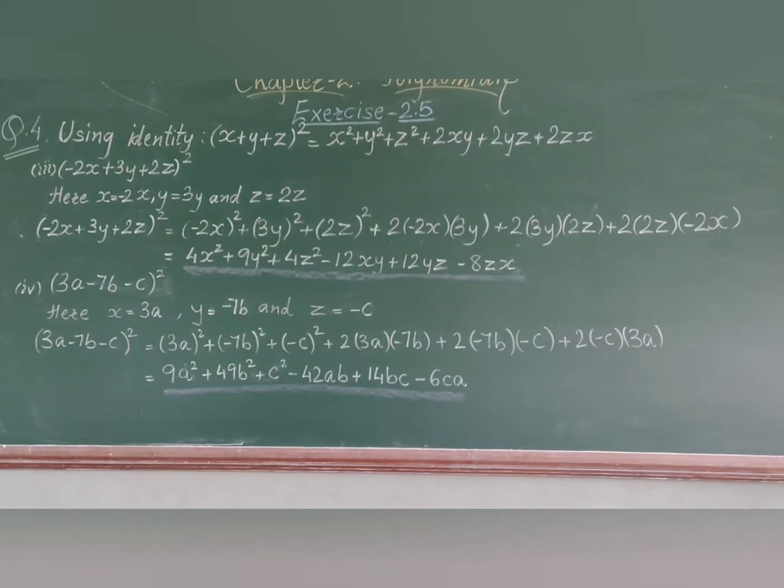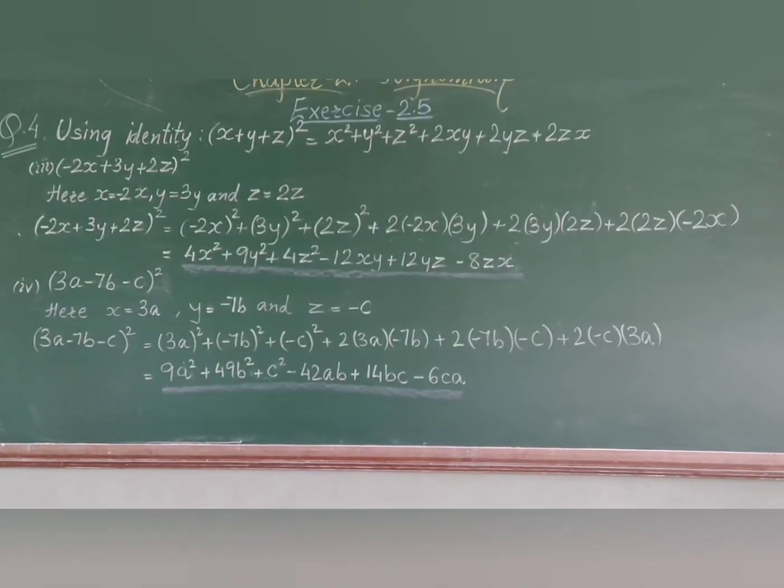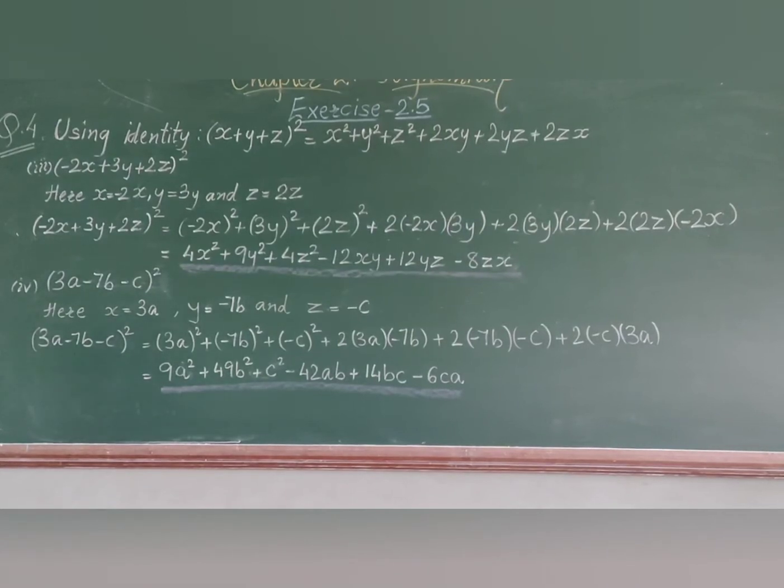Question number 3. Minus 2x plus 3y plus 2z whole square. Again, we use identity number 5, that is x plus y plus z whole square equal to x square plus y square plus z square plus 2xy plus 2yz plus 2zx. We compare the values of the given question with the identity, so we can see that here x is minus 2x, y is 3y and z is 2z. So here x equal to minus 2x, y equal to 3y and z equal to 2z.